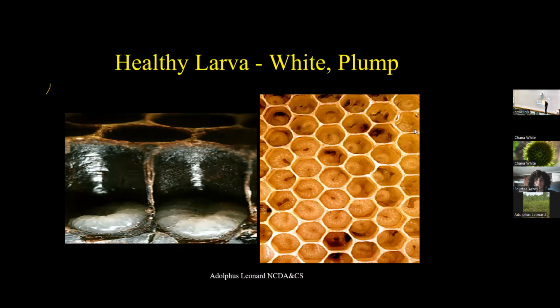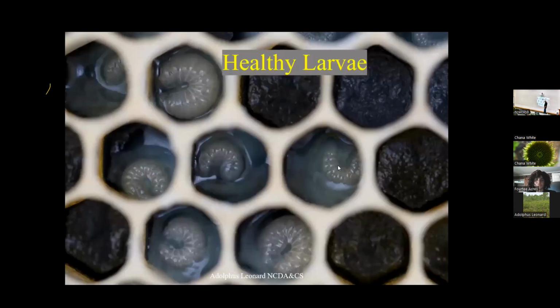Later stage larvae are supposed to be white and plump. If you take a close look, you can see little convolution folds. Photography doesn't do this justice because you're getting a lot of the color of the brood comb and not the color of the bees. This is a little more accurate color.